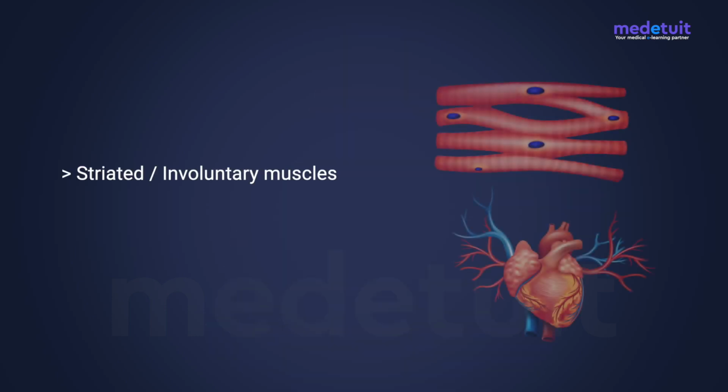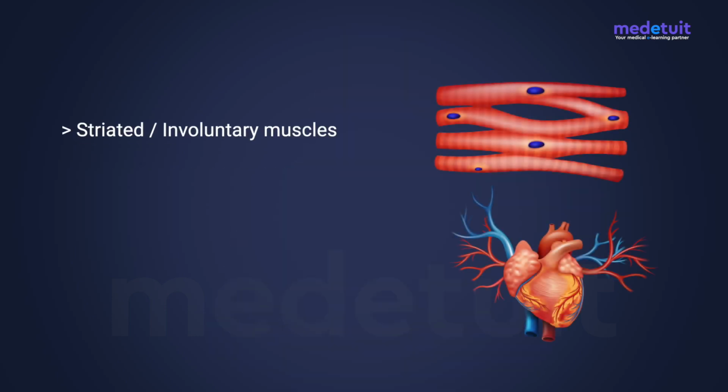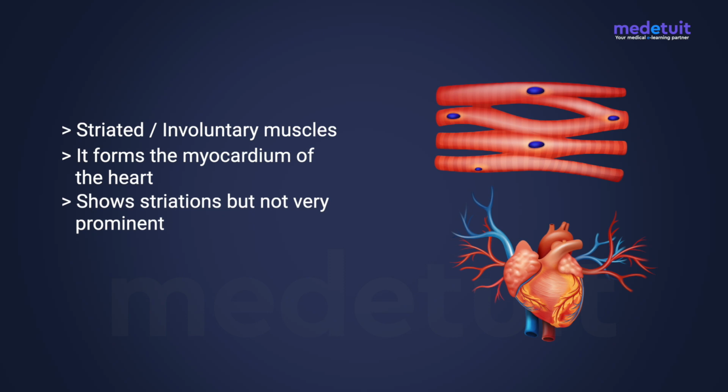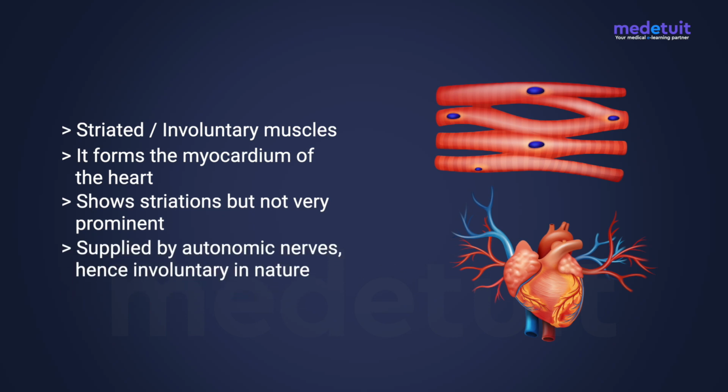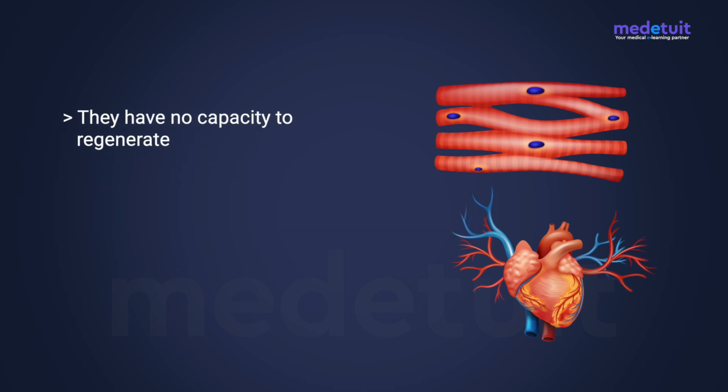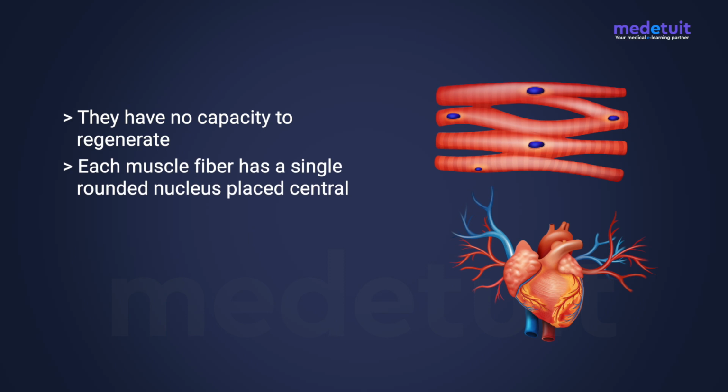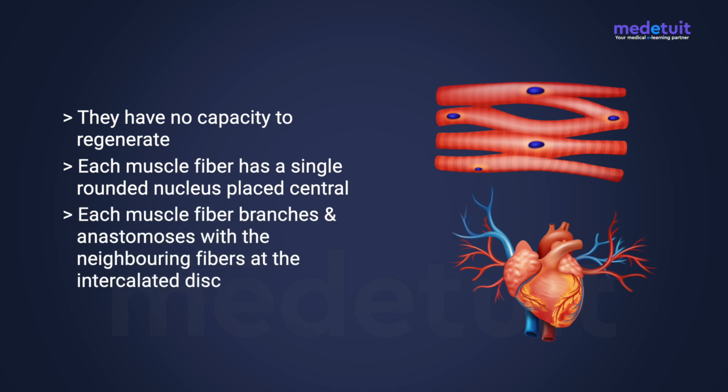The second type of muscles are the cardiac muscles. They are otherwise known as the striated involuntary muscles. It forms the myocardium of the heart and shows striations, hence striated muscles, but these striations are actually not very prominent. They are supplied by autonomic nerves and hence it is involuntary in nature. They have no capacity to regenerate. Each muscle fiber has a single round nucleus placed centrally. Each muscle fiber branches and anastomoses with the neighboring fibers at the intercalated disc.